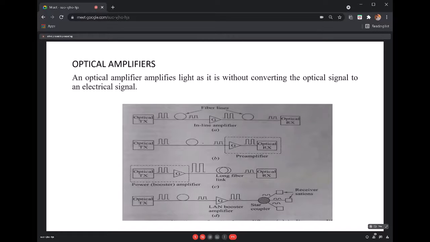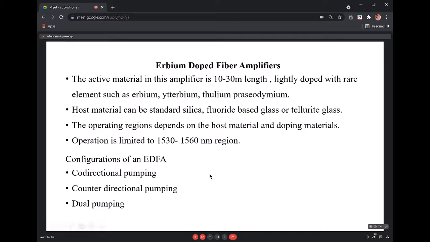So different optical amplifiers are there, and they perform in different operating regions. For example, the erbium doped fiber operates in the C band. Similarly, the Raman fiber amplifier operates in the range of 1260 to 1650 nanometer. The praseodymium doped fluoride fiber amplifier operates in the O band. So like that, different amplifiers are there, as I mentioned here.